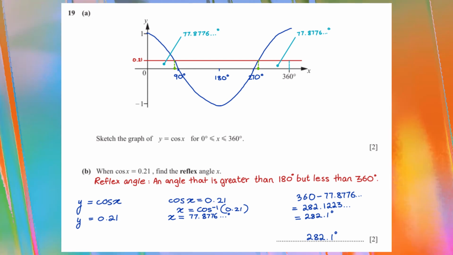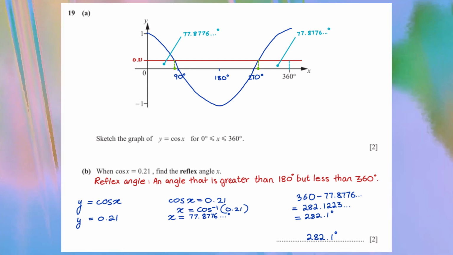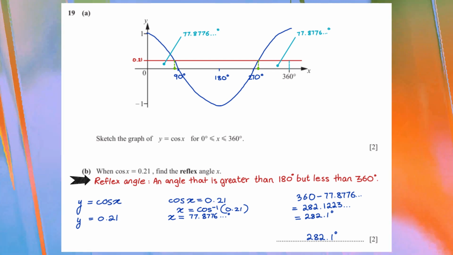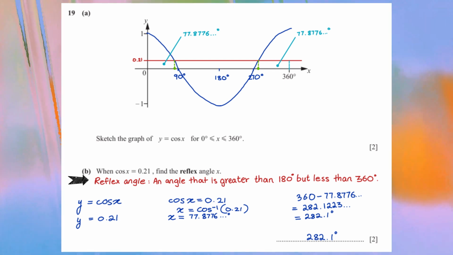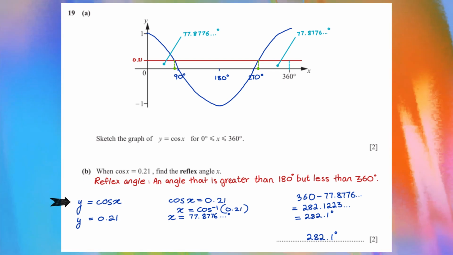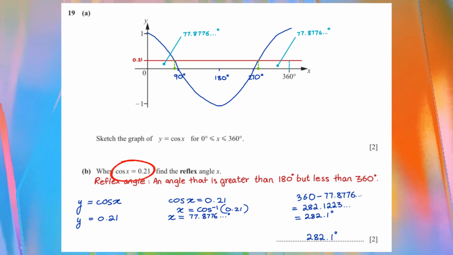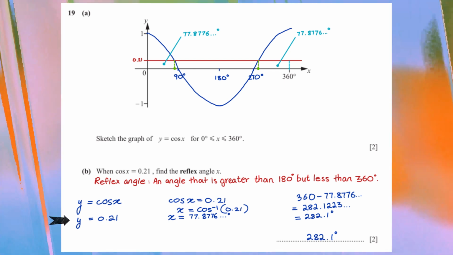Now for part B. It says when the cosine of x equals 0.21, find the reflex angle x. Now, a reflex angle is an angle that is greater than 180 degrees but less than 360 degrees. We know that y equals the cosine of x. This means when the cosine of x equals 0.21, y equals 0.21.